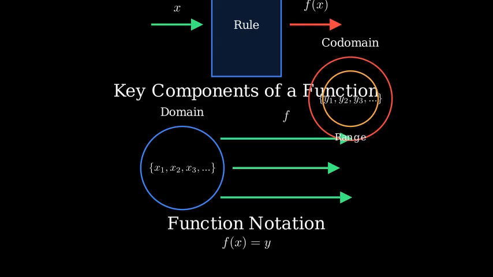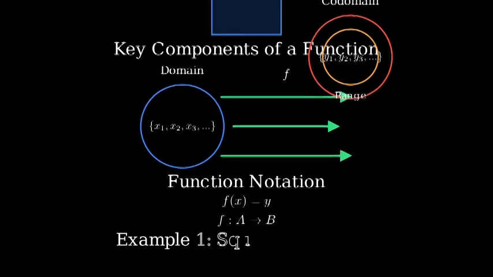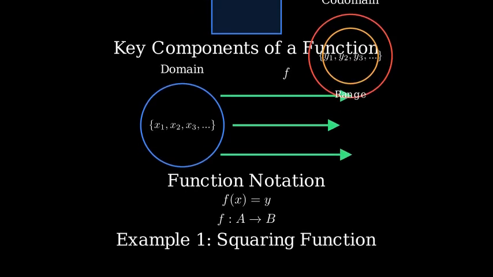Let's talk about function notation. We typically represent a function using the letter f, and we write f(x) = y to indicate that the function f maps the input x to the output y. We also use the notation f: A → B to represent that f is a function from set A to set B.